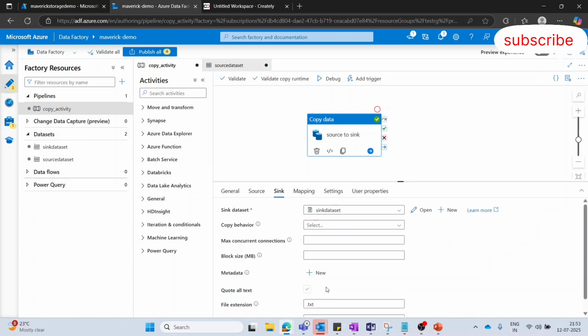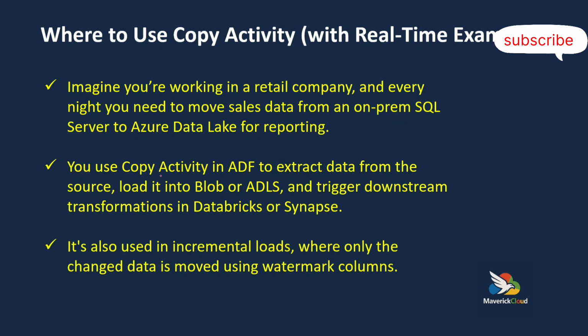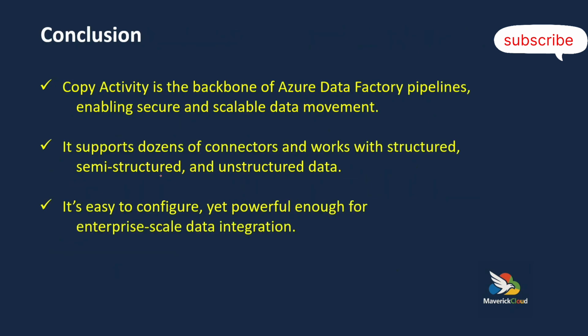Okay, and then, in conclusion, we can say copy activity is the backbone of Azure Data Factory pipelines. It enables secure and scalable data movement. Without copy activity, we cannot imagine moving data from one location to another, as we have also seen in the lab. Okay, and it also supports dozens of connectors and works with structured, semi-structured and unstructured data as well. It's very easy to configure and yet powerful enough for enterprise-scale data integrations as well.